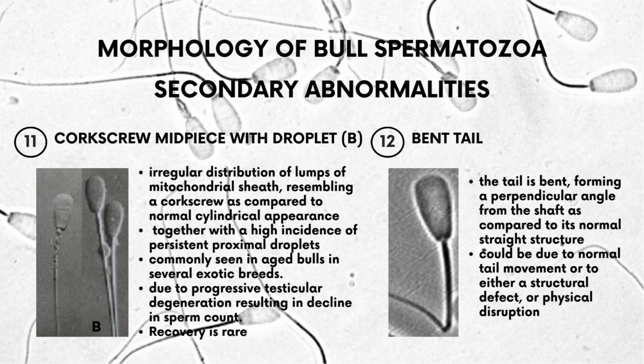Corkscrew midpiece with droplet. It is a condition wherein there is irregular distribution of lumps of mitochondrial sheath, resembling a corkscrew as compared to normal cylindrical appearance. This occurs together with a high incidence of proximal droplets. This is commonly seen in aged bulls in several exotic breeds.